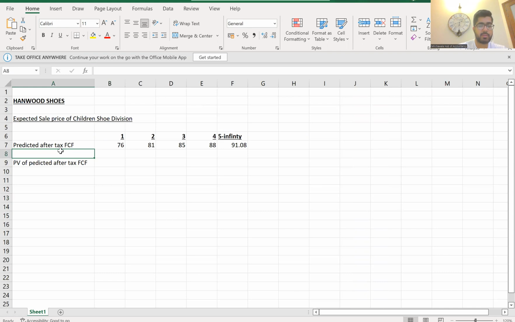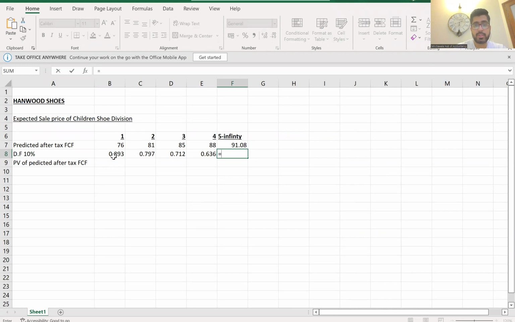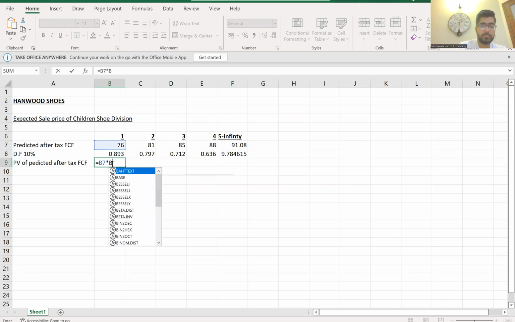You need to multiply it with the discount factor. If you need the present value of after-tax FCF, you need to multiply with the discount factor. It should be 10%, so 0.893, 0.797, 0.712, 0.636. And remember, for year 5 to infinity, as I taught you in the classes, take the last discount factor, 0.636, upon WACC minus G. So what is WACC? 10%, G 3.5%. Okay, so to get the present value, B7 into B8.